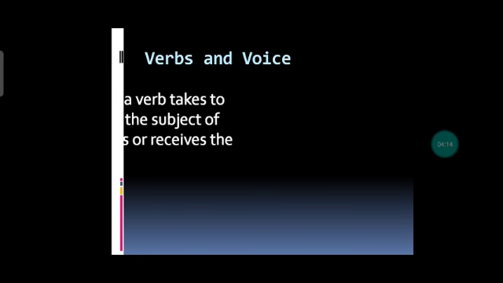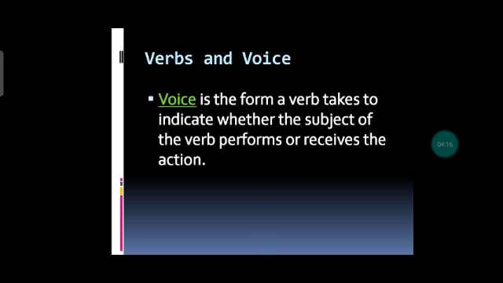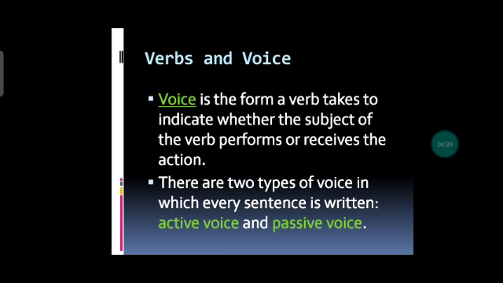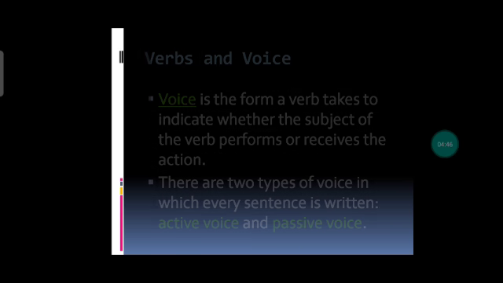Verbs and voice. Voice is the form of the verb used to indicate whether the subject of the verb performs or receives the action. We have to determine whether the subject of the verb performs or receives the action. There are two types of voice in which every sentence is written: active voice and passive voice.